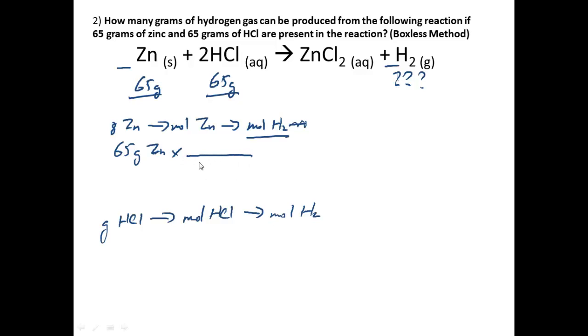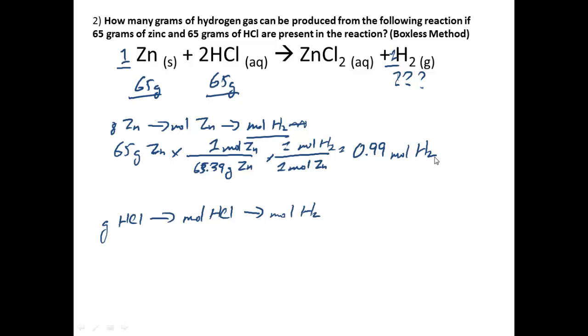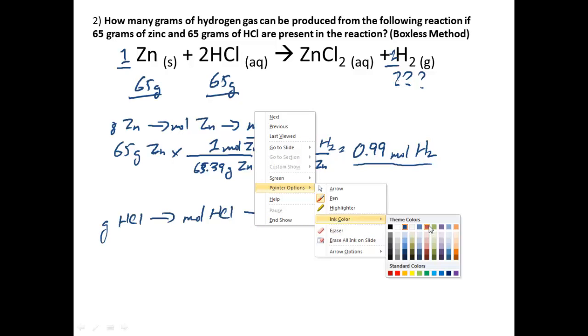Just like I did last time, if I look on the periodic table, I know there are 65.39 grams of zinc per 1 mole of zinc, and I know for every 1 mole of zinc, I produce 1 mole of H2 here. And so that's going to give me, just like in the last problem, 0.99 moles of H2. I know with 65 grams of Zn, I could produce about 1 mole of H2. Now let's take a look at this next one.